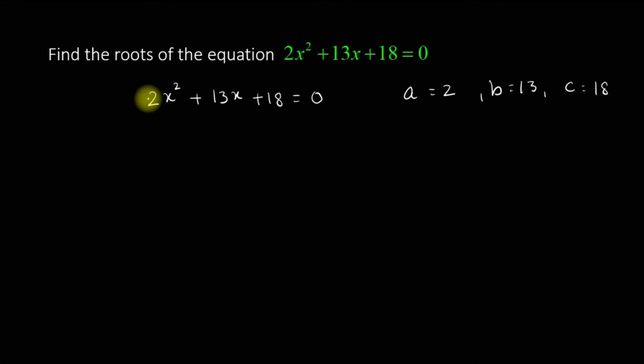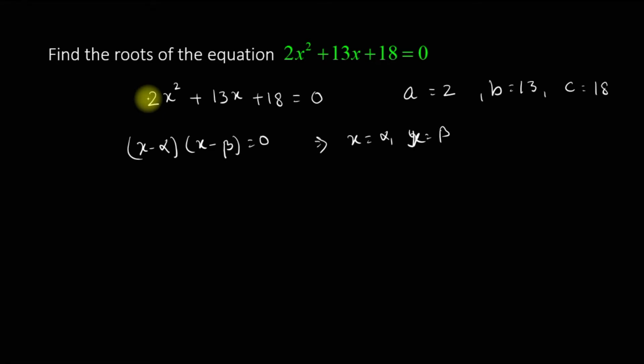Now we can find the roots of this quadratic equation by factorizing the middle term. If alpha and beta are the roots of a quadratic equation, then x minus alpha into x minus beta is equal to 0, so x is equal to alpha, and the second root is x equal to beta. So we have to factorize this quadratic equation. Here a is equal to 2, b is equal to 13 and c is equal to 18.